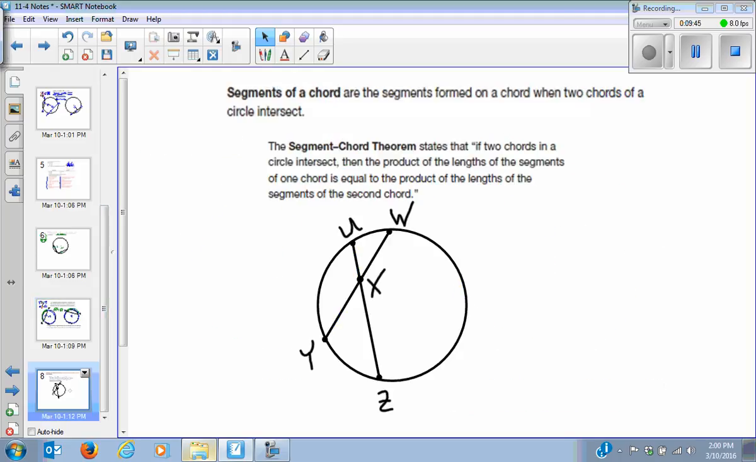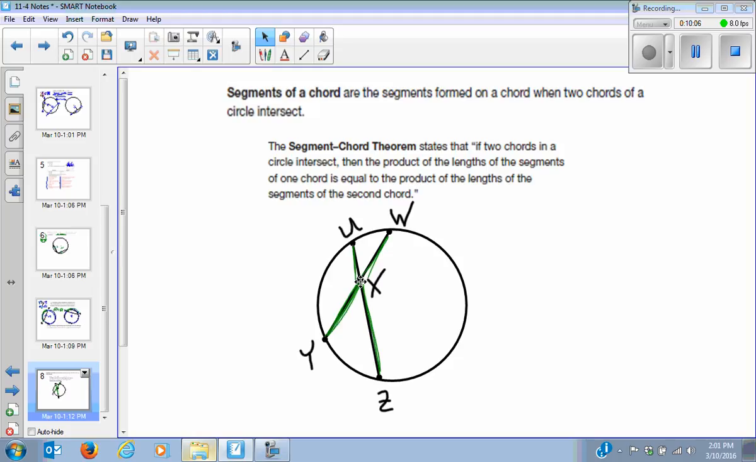All right, last theorem. Segments of chords are the segments formed on chords when two chords intersect. So right here, you've got two chords that are intersecting each other. This right here would be considered a segment of a chord. This right here is a segment, this right here is a segment, and here's a segment. So we have 4 segments up there.